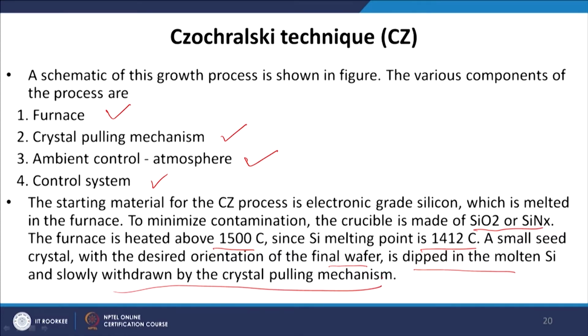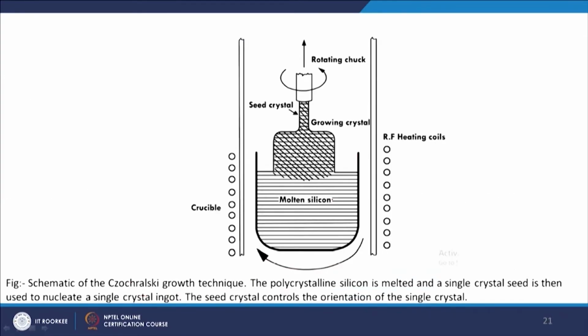So, to grow the single crystal, we need to have a seed. First, a small seed of the final wafer orientation is dipped inside the molten silicon and slowly withdrawn by the crystal pulling method. The liquid silicon will grow on this seed and we will get a single crystal silicon. Here you can see in this flask we have the molten silicon, and the seed crystal is shown here. The seed crystal is first dipped into the molten silicon, and on top of the seed crystal the silicon single crystal will start growing, and eventually it will grow to a large single crystal.